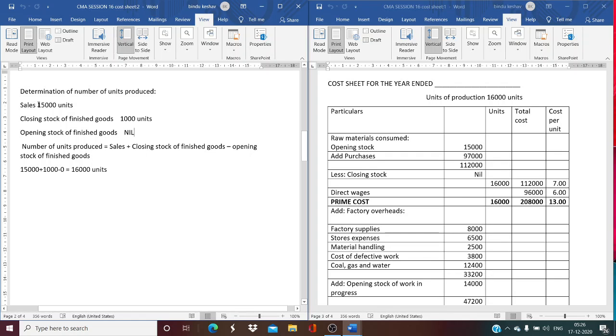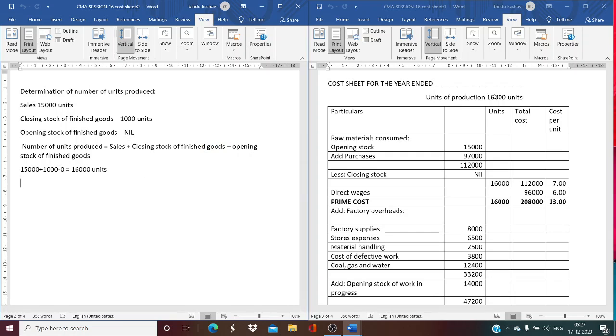We have sold 15,000 units, which means we have produced it. At the same time, we have not sold 1000 units. Closing stock of finished goods remaining is 1000 units. So the number of units produced is equal to sales plus closing stock of finished goods minus the opening stock of finished goods. So 15,000 plus 1000 minus 0. We don't have opening stock of finished goods. So the number of units produced are 16,000 units.